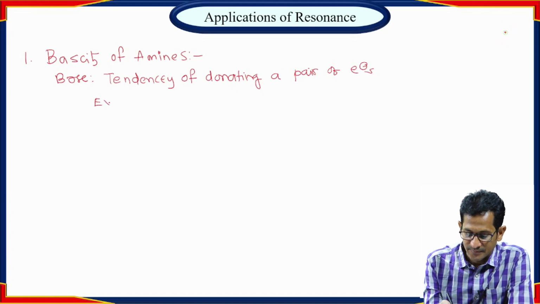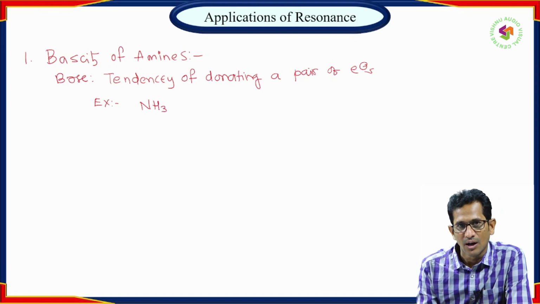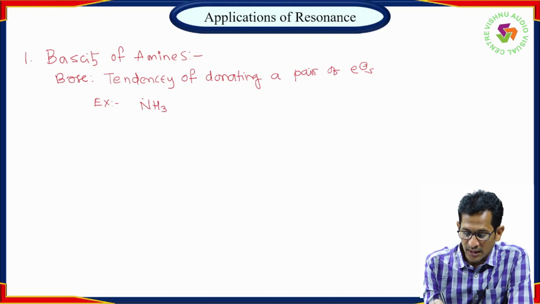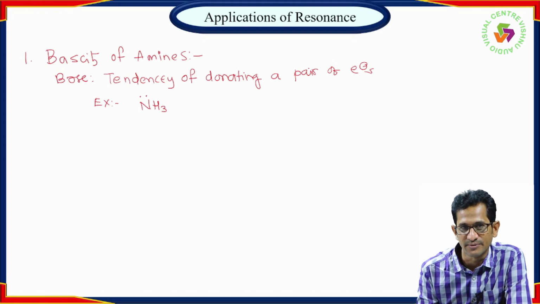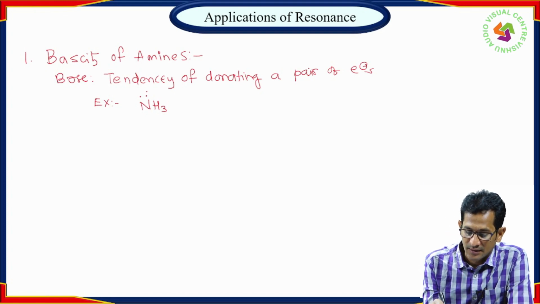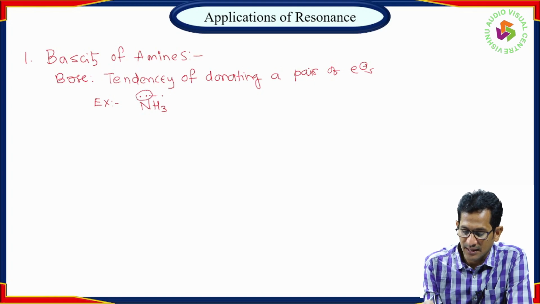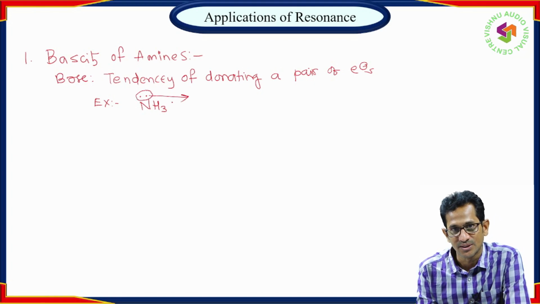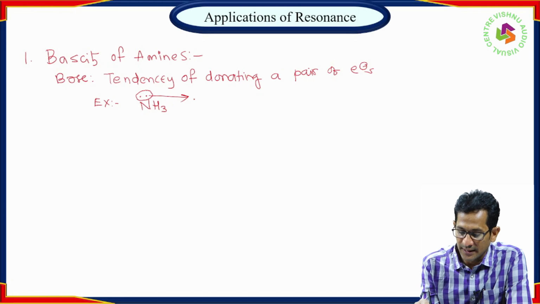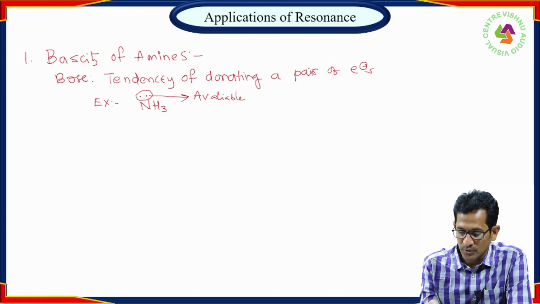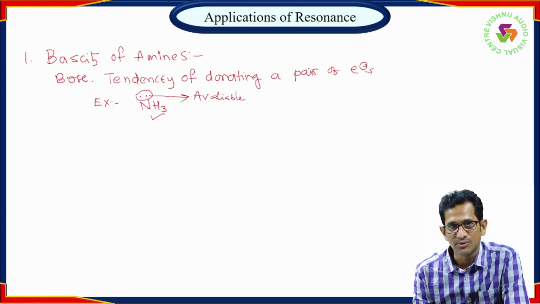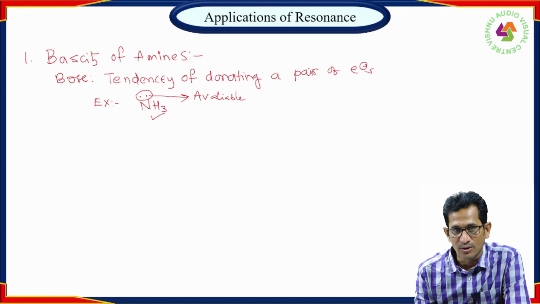Example, ammonia has a lone pair on the nitrogen. This lone pair is readily available to donate. Therefore, ammonia behaves as a good base.